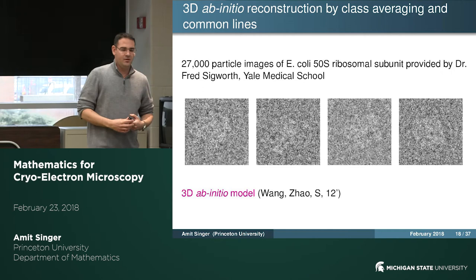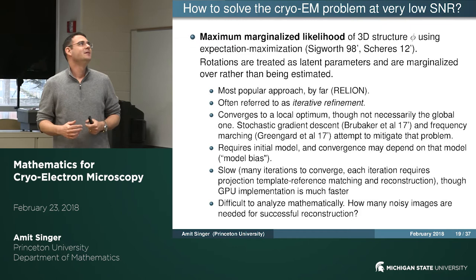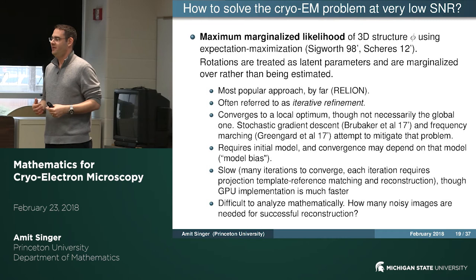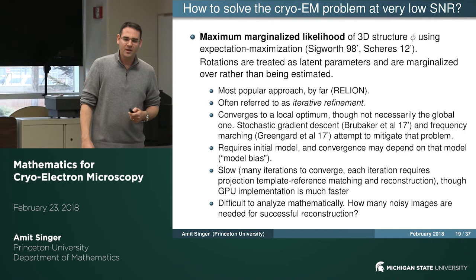But now we want to solve the real problem: how to solve the cryo-EM problem at very low SNR, because we want to get smaller and smaller molecules, not bigger ones like the ribosome, for which we can't really predict an initial model using this two-step approach. So how do people solve cryo-EM nowadays?